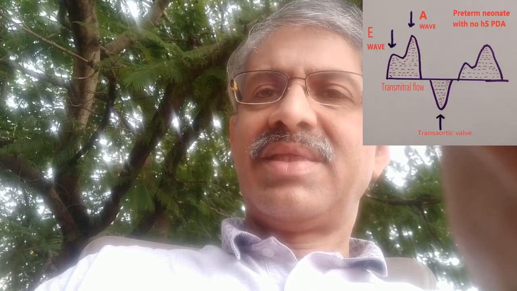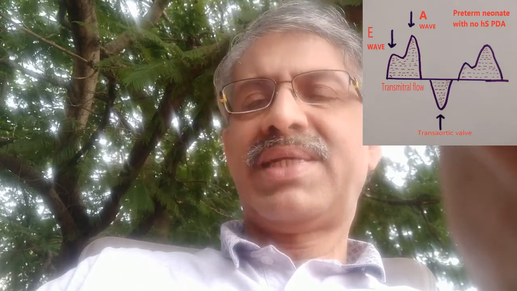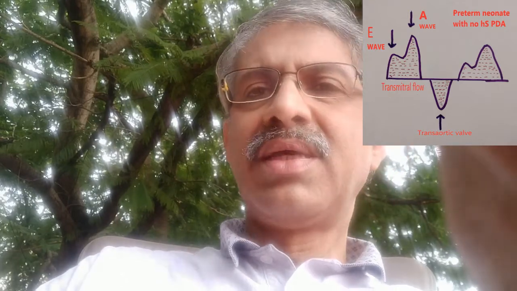In preterm neonates without hemodynamically significant ductus arteriosus, because of the inherent decrease in the function of diastole, much of the blood will not enter into the left ventricle in the early phase. The flow happens in the later part or later phase, where the atrium contracts to push the blood into the left ventricle. That is why the E by A ratio is less than 1.